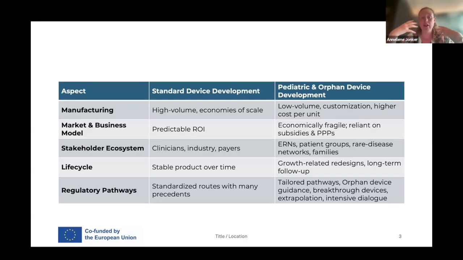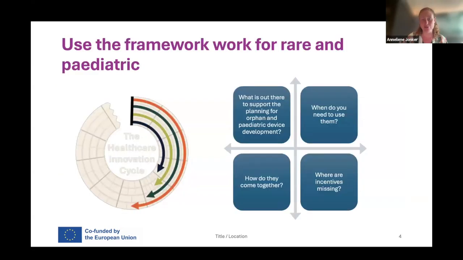So the question is also, if we want to use the GAITS framework, what other tools and initiatives and platforms are there to help us plan throughout the development? And for that, the question we've asked in the project we're running is, if we're using the GAITS framework, what are the tools and incentives out there that can help in the support of the planning of pediatric and orphan device development?